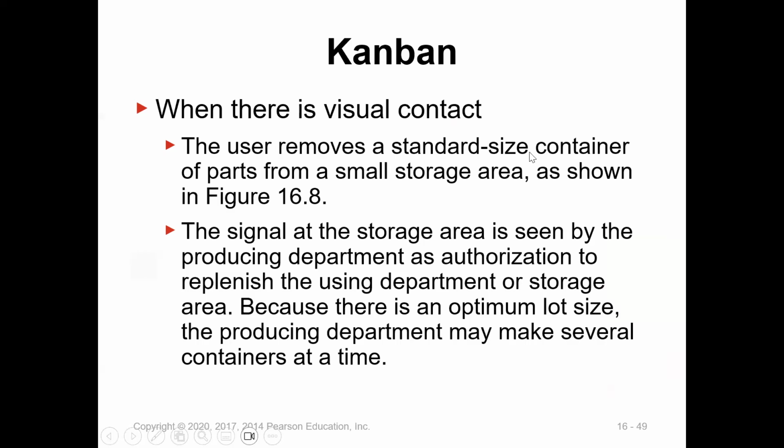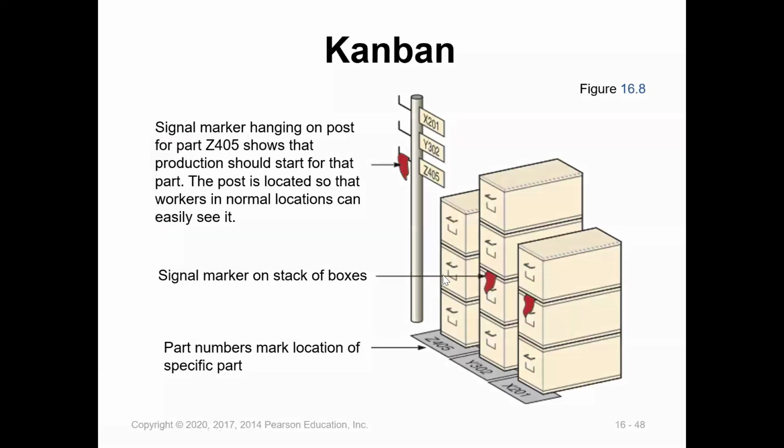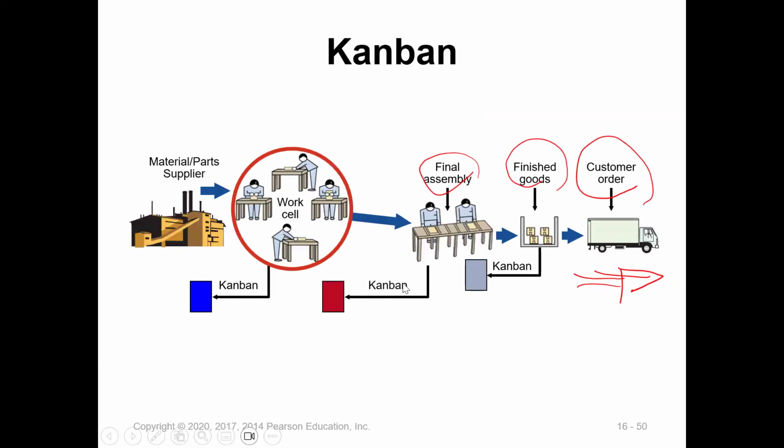The user removes the standard size container of parts from a small storage area as shown in this figure. Look, this is a cell here. We have Kanban. This is a work cell. They have boxes, they move them, and then at the end, this is another cell. This is the finished goods Kanban, customer order, they deliver it.